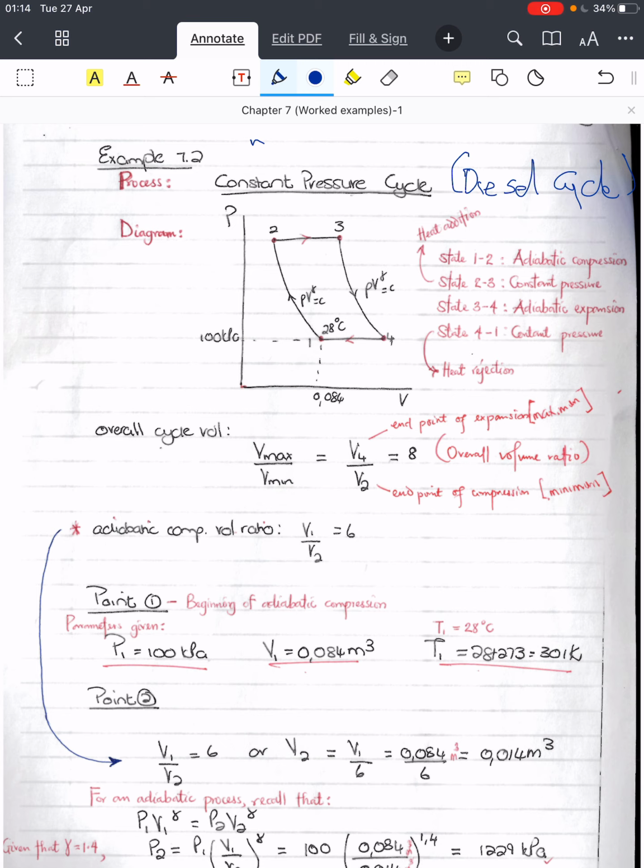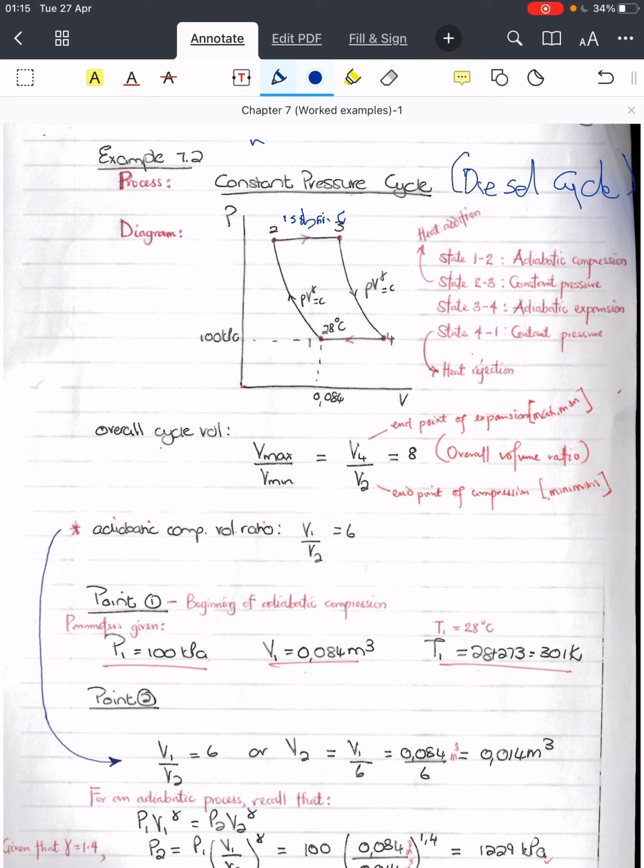As we did previously, let's sketch. The first process is 1 to 2, which is the adiabatic compression, followed by 2 to 3, which is the constant pressure process. We know there's also an isothermal process taking place there, but our emphasis is on constant pressure. Then we move on to adiabatic 3 to 4, and then the constant pressure. Let's focus on isobaric to avoid any confusion.